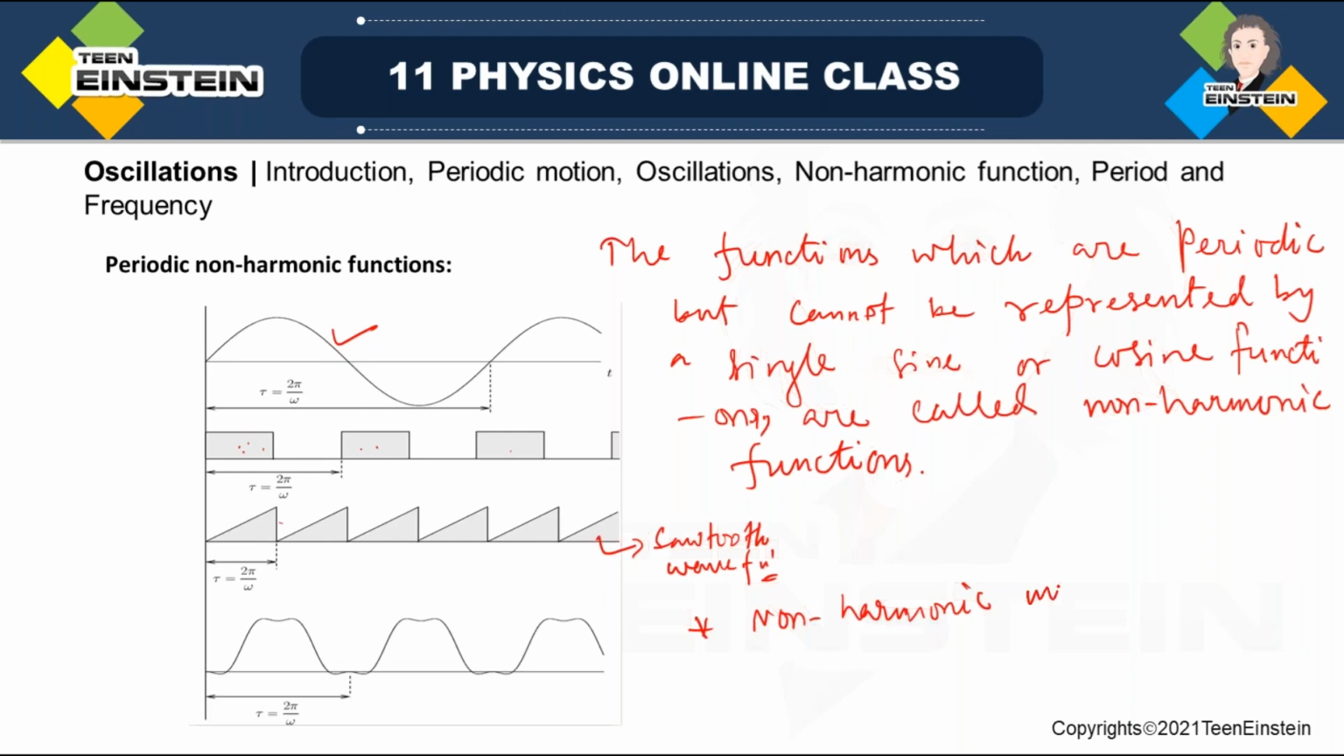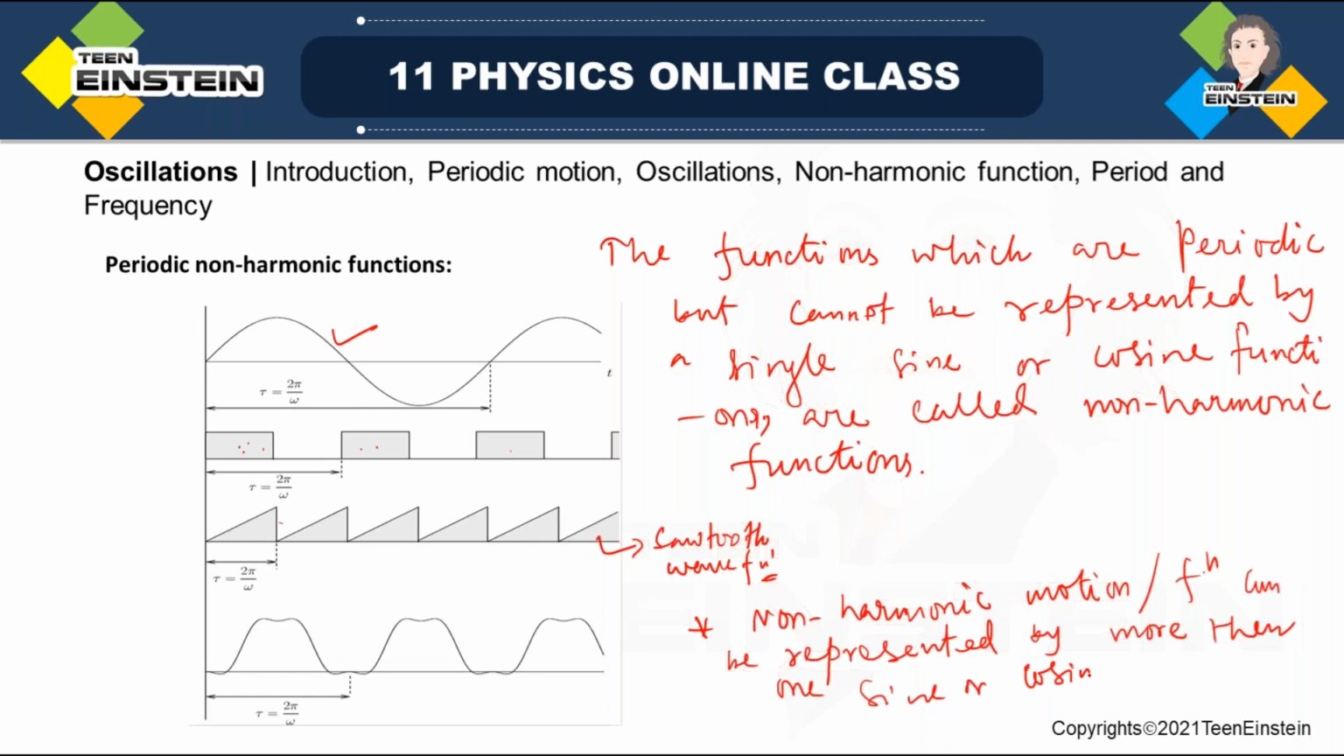Non-harmonic motion or function can be represented by more than one sine or cosine function.